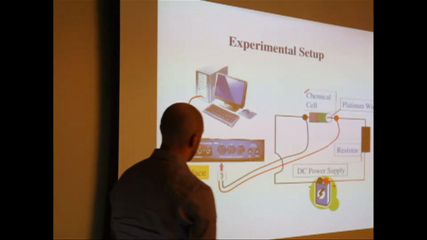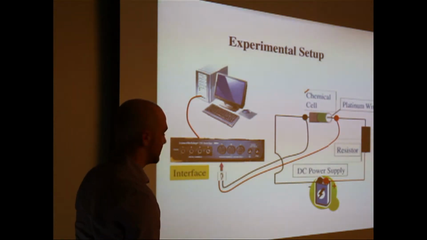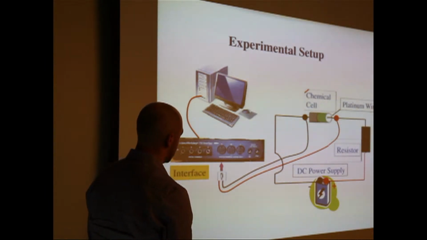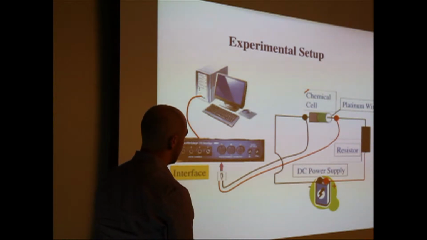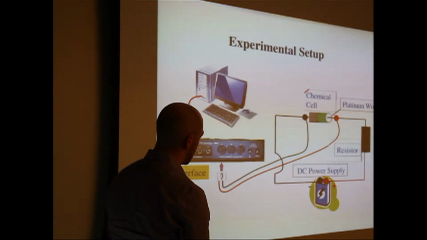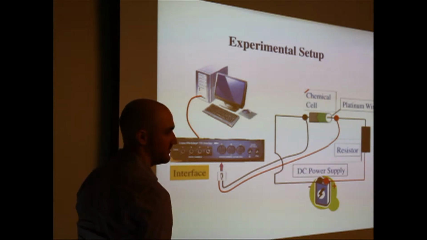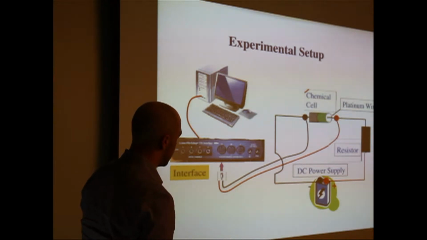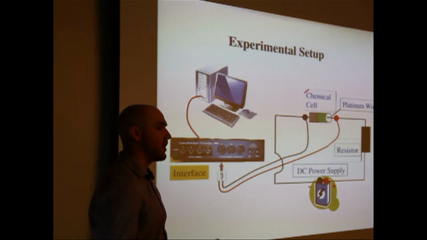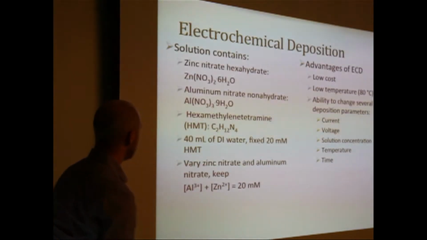So here's the experimental setup. We have a DC power supply, which in our case is a constant current source in series with the resistor and the chemical cell. The anode is a platinum wire, so when the chemical solution is ionized, these zinc and aluminum positive ions will be attracted to the negative cathode right here, which is where the silicon substrate is. We monitor the voltage across the cell using this interface and a computer.